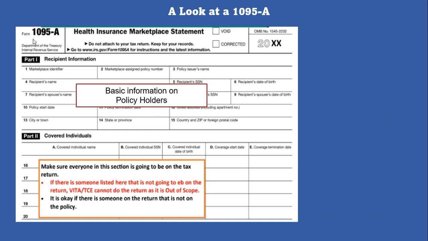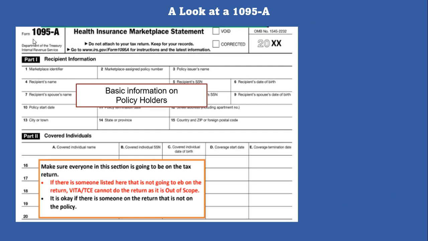This is what a 1095A looks like. This is the top part of the form. Part 1 is just the basic information on who bought the policy and what the policy number and who it's with is. Part 2 is who is covered under that policy, who is actually on that health insurance.